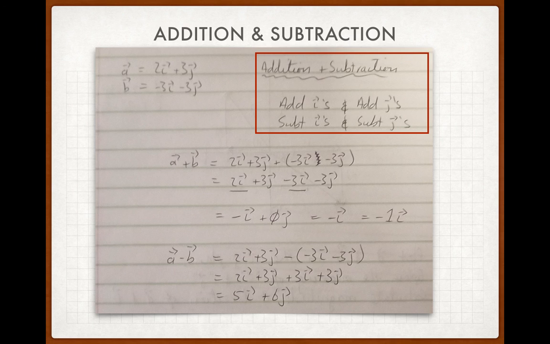Now when you subtract them, when we write that down, the vector A minus the vector B is 2i plus 3j minus bracket minus 3i minus 3j. And the minus needs to be multiplied into the bracket. Just like when you're dealing with x's and y's, you multiply minus by the first term and minus by the second term. And then we get 2i plus 3j plus 3i plus 3j. Add the i's, add the j's, 5i plus 6j.